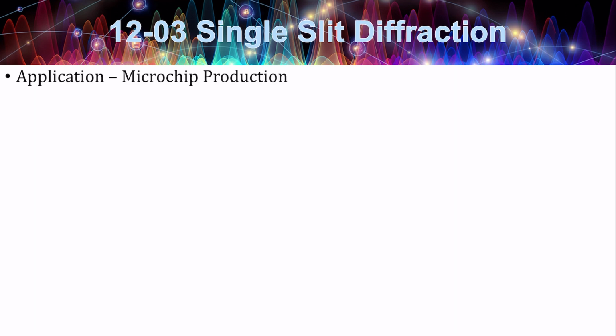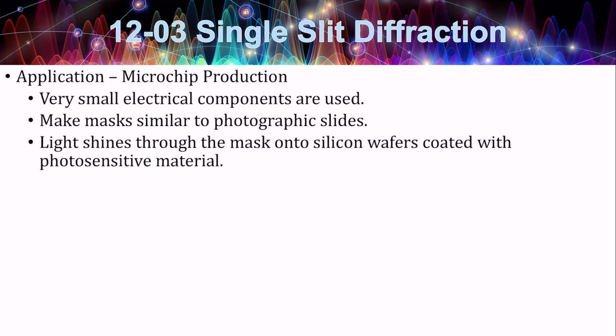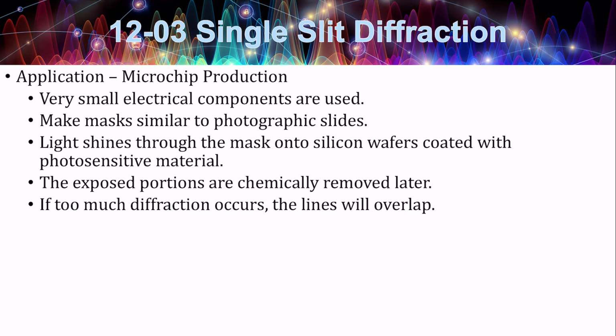An application of this is microchip production. So when you're talking about very small electrical components and very small circuits, how they make these microchips is they make masks similar to photographic slides, so the light will shine through it. So a light shines through the mask onto a silicon wafer coated with photosensitive material. The exposed portions of the light are chemically removed. But if too much diffraction happens, then the lines overlap and your circuit doesn't work.